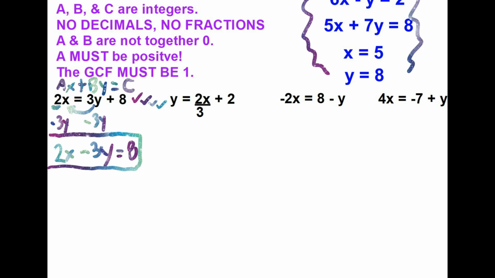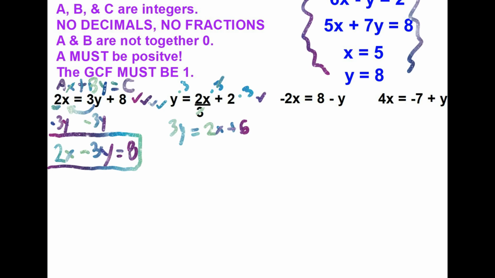So what do you think we have to do? We have to get these into integers by getting rid of this fraction. How do we get rid of this fraction? We multiply everything by 3. That's how we get rid of the fraction. So now we have 3y is equal to, these cancel out, 2x plus 6. All right, now I can put a check for everything's an integer.